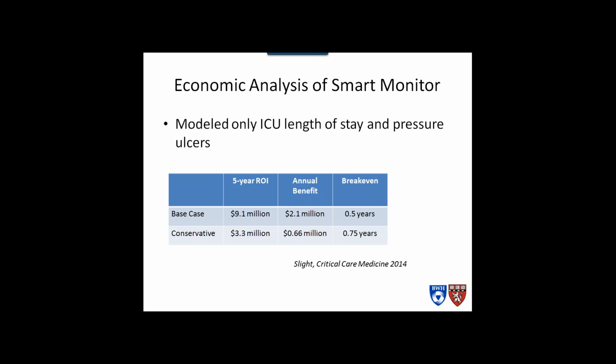These results were published in Critical Care Medicine in 2014. And in the base case, the break-even was within half a year, which is really, really early for something like this. And even using conservative estimates, the break-even was within three-quarters of a year.